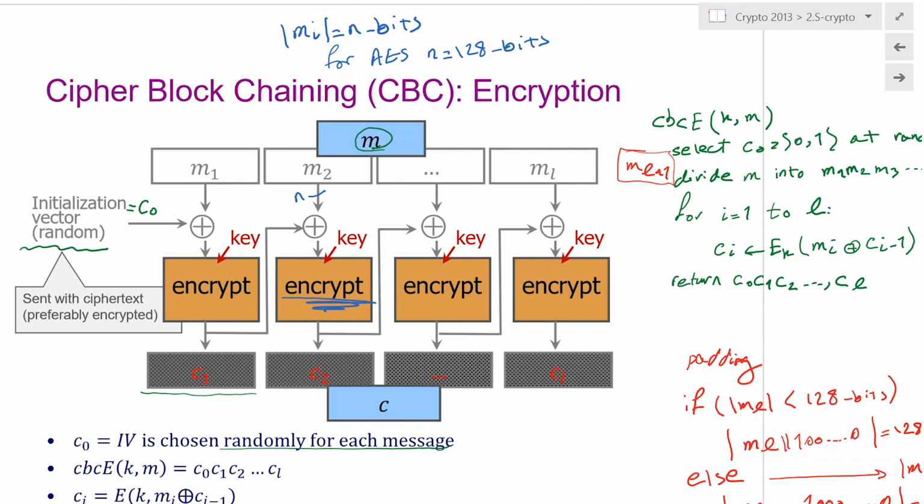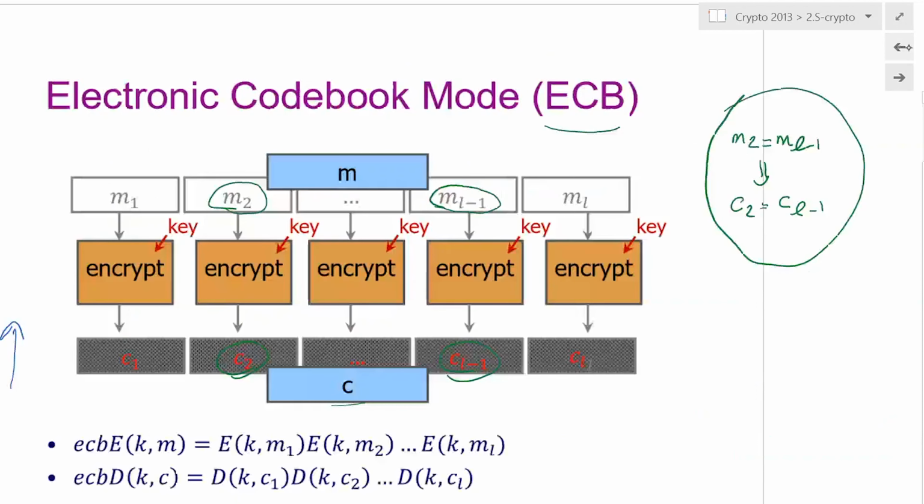If we want to discuss error propagation, ECB is fantastic, right? If you have an error on C1, then you only miss M1. It doesn't affect any other block. So from that perspective, ECB is very good. If you have any issues in bits on C1, that only affects M1.